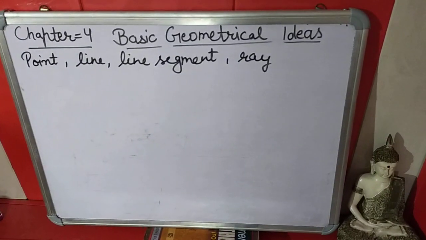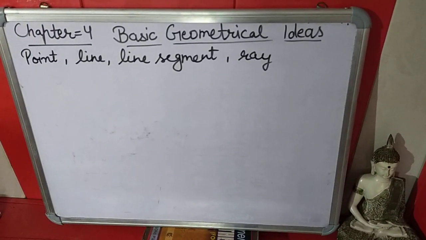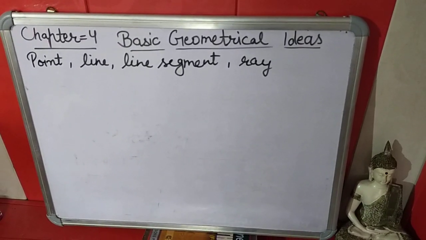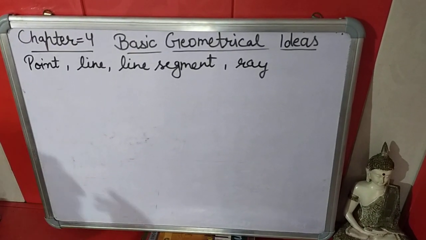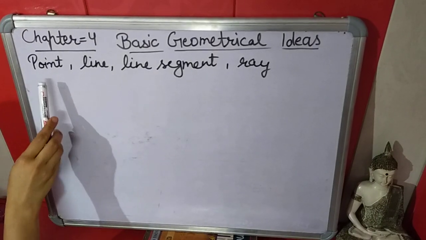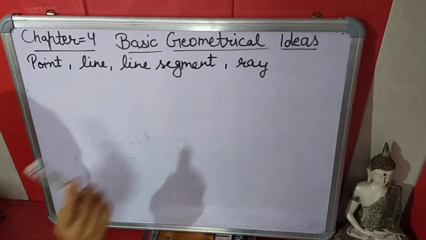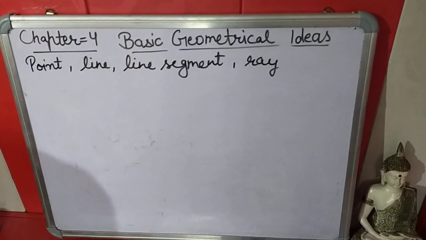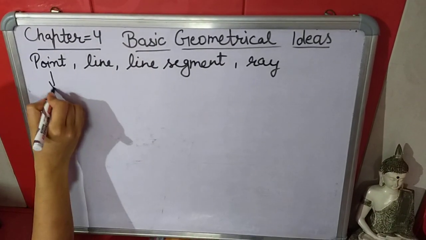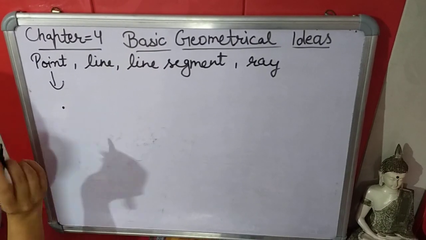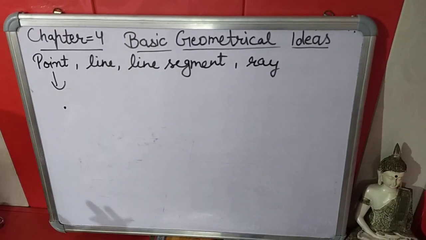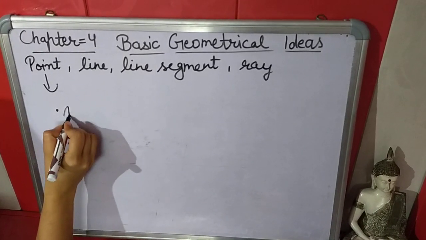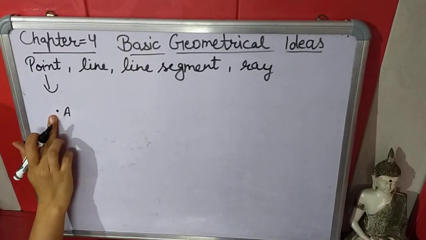Okay class, we are starting chapter 4. Name of chapter 4 is Basic Geometrical Ideas. You have done about point, line, line segment, ray in previous class also, so we will revise only. There is a point. We will talk about point. Point shows the fixed position of a thing, the exact position. We will give any alphabet name to a point.